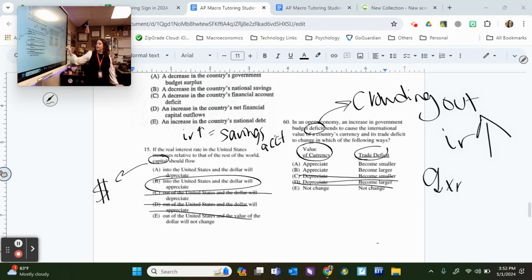Is it A? Appreciate makes XN go down, so the trade deficit gets larger. That's a trade deficit. It's B, because down is deficit, up is surplus for XN.